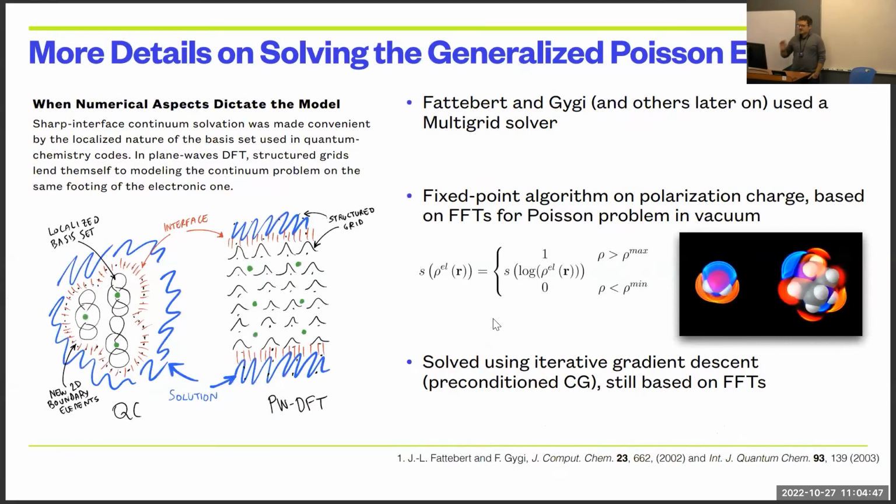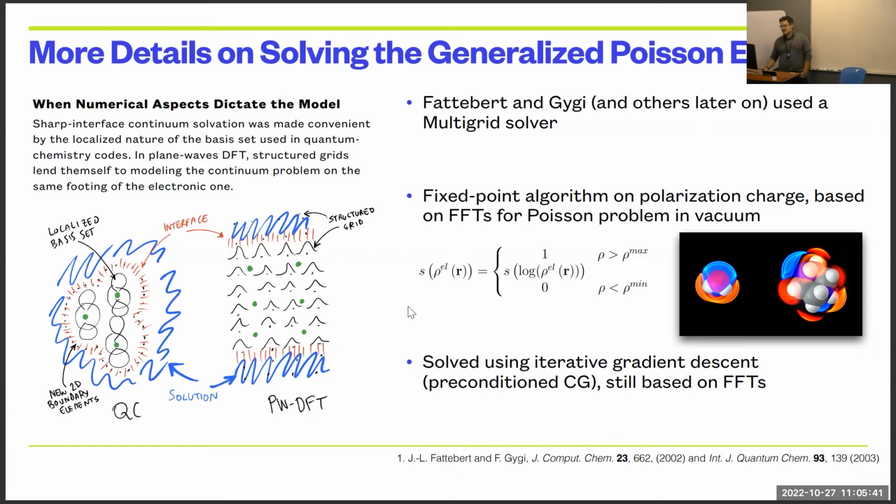And so the first people that proposed this relied on a multigrid solver to solve the Poisson equation in a dielectric. What I did when I started playing with the initial implementation was that, at the time, we had a multigrid solver that was not parallel and required a different grid from the FFT grid of the condensed matter code. And so there was an interpolation step. The calculations were not converging, so I found it was a bit flimsy as an implementation. And so I basically recast the solution of the generalized Poisson problem in a way that still only relied on FFTs for the Poisson problem in vacuum. And then I did a sort of fixed point iteration on the polarization charge.